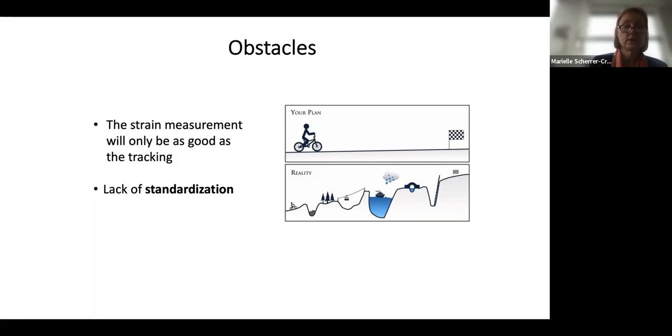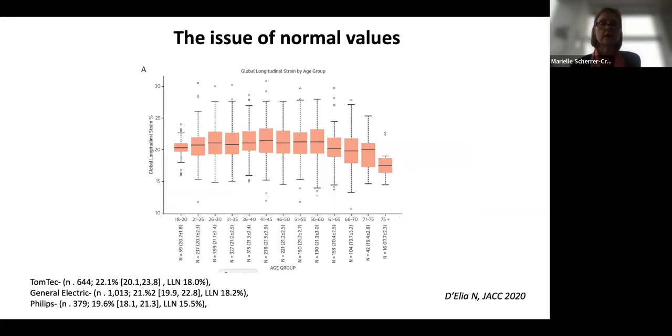Another issue is the lack of standardization. And this is illustrated in this letter from the team of Tom Marwick in the JAC that showed actually the global longitudinal strain, not only by age group, but also they reported some of the different values of the different companies. And you can see here TomTec, which is a vendor independent strain measurement, GE and Philips, which are quite well used, and you can see that they all have different values.